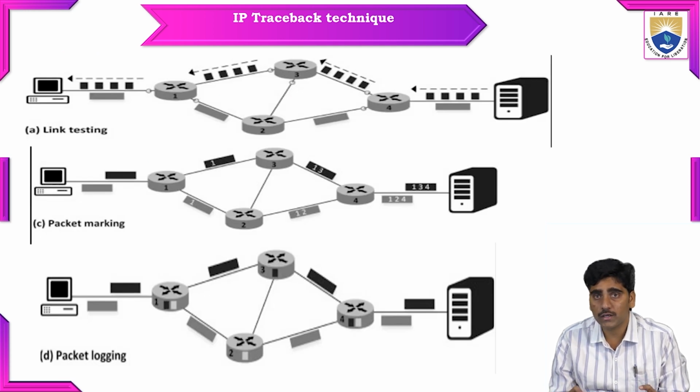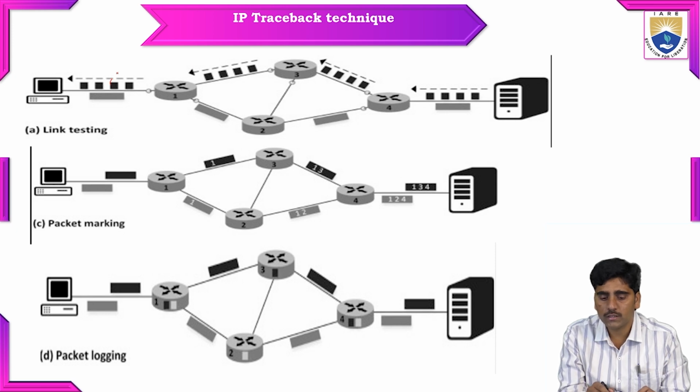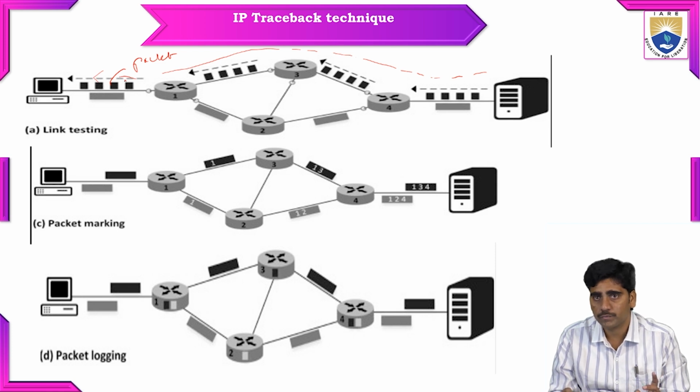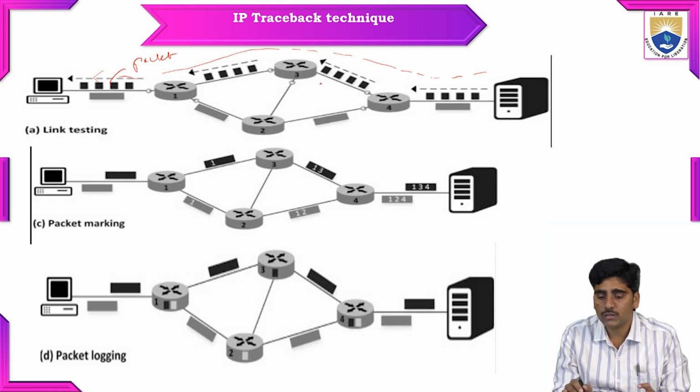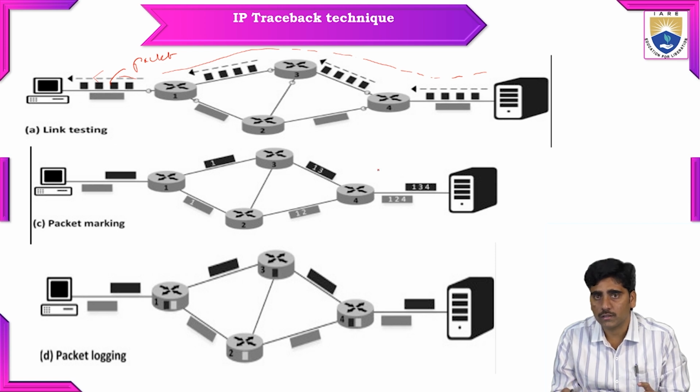So here we can understand link testing. Each and every packet is traced, moving backward to identify where the attacker started. The routers which are used for link testing are router 1, router 3, router 4. At that moment the packets are being forwarded to the victim. And the second one is what?